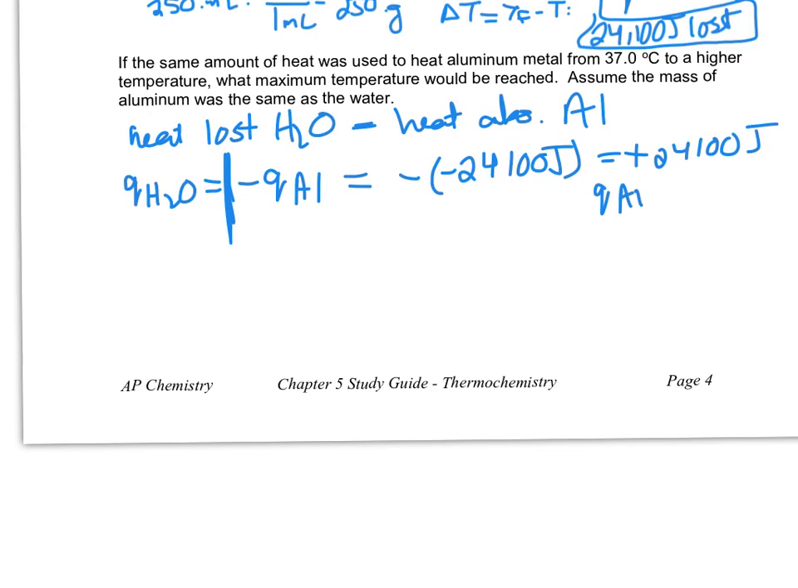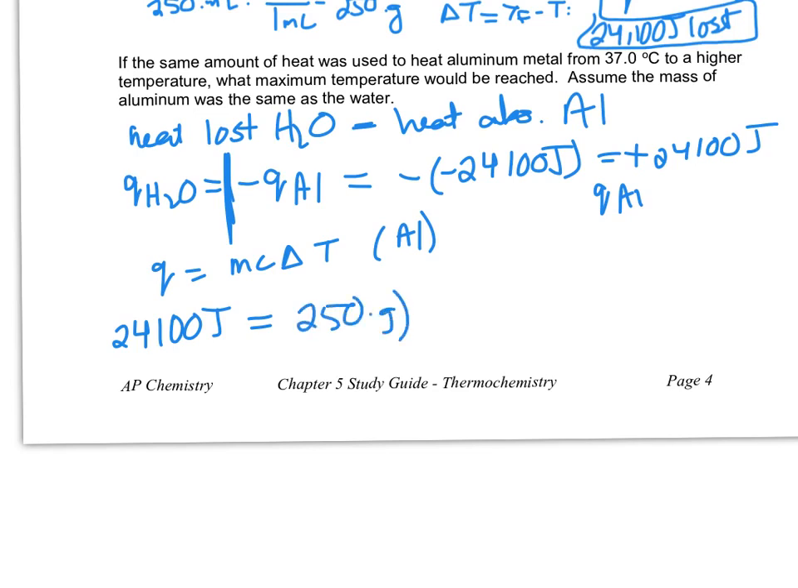So then what I can say is, well, Q equals MC delta T for my aluminum. My Q of aluminum is positive 24,100 joules. My mass of aluminum, it says it's the same mass as water, so 250 grams. C for aluminum we look up. It's 0.902 joules per gram Celsius. And we put delta T.